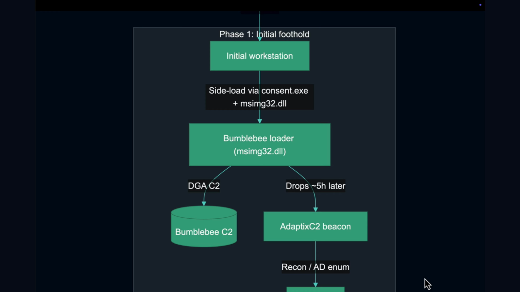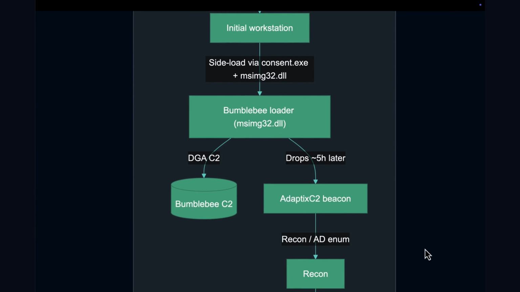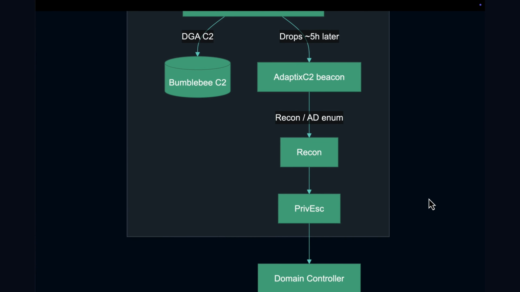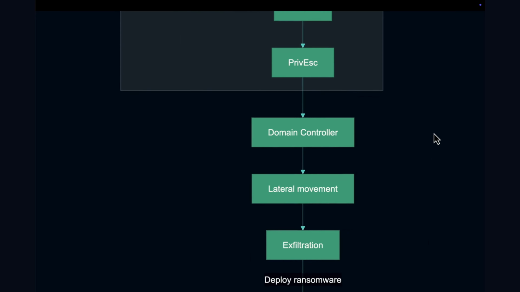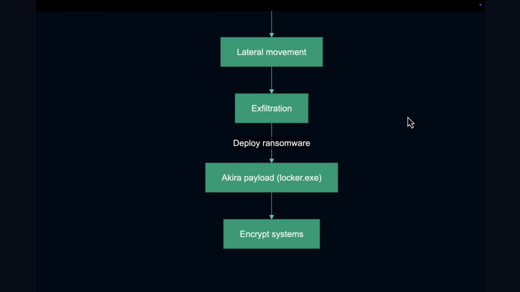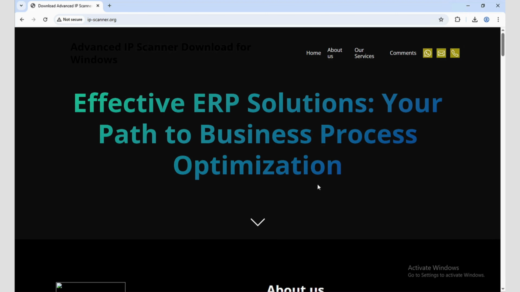After some time, Bumblebee drops a second stage beacon called Adaptive C2. The attackers use this for reconnaissance and Active Directory enumeration, mapping out the environment to identify high-value targets. From there, they escalate privileges, move laterally to the domain controller, and pivot to other systems to cement their control. Finally, once access is established and data is stolen, the attacker deploys the Akira ransomware and begins encrypting systems.